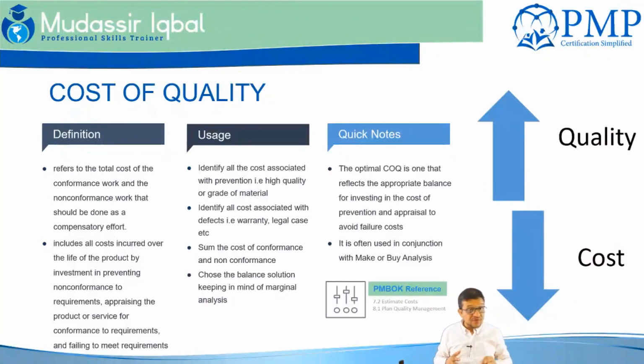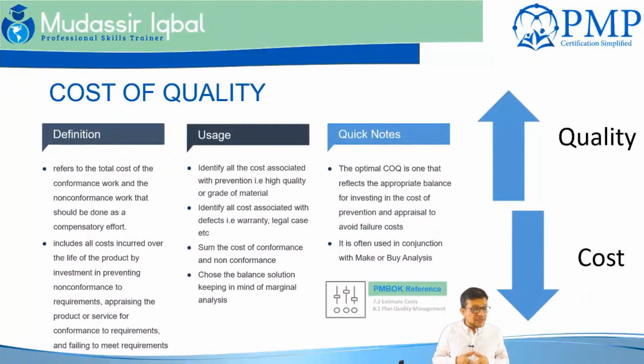Sum the cost of conformance and non-conformance. Choose the balanced solution keeping in mind the marginal analysis. Marginal analysis is something that you could find in another section for the analysis. The optimal cost of quality is one that reflects the appropriate balance for investing in the cost of prevention and appraisal to avoid the failure cost. You don't want to fail, so you want to invest in the process. You want to invest to make sure that the process is quality oriented.